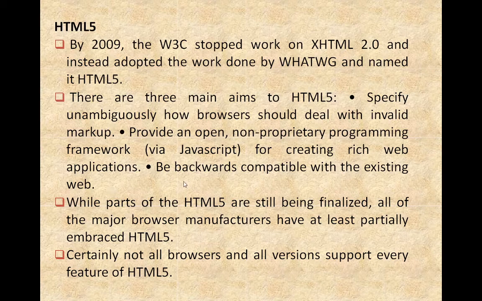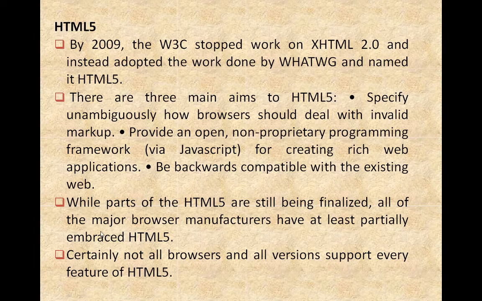The third aim is to be backwards compatible with the existing web. That means if I have created a web page using HTML, I can write the same thing using JavaScript or PHP, and when I have written it in PHP, I can again get it back to HTML. All the coding has to be the same and the browser should support it. So these were the three main aims of HTML5.